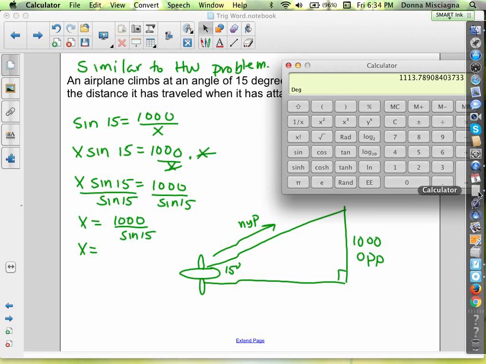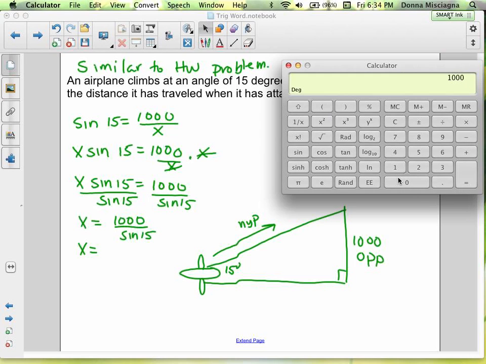And I was right on that number on the other problem. All right, so we have 1,000 divided by parentheses 15 sine close parentheses equals, and the plane has traveled 3,863.7 miles, because it would round down on the second decimal. I can include more decimals if you like, but I think 2 will be all right. So 3,863.7.